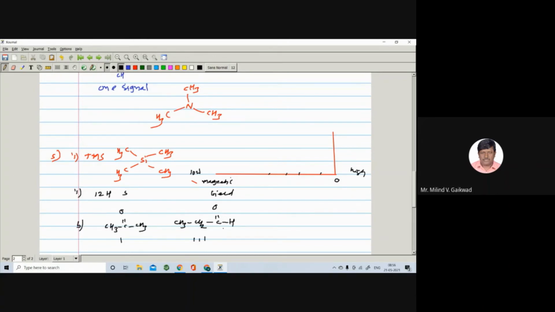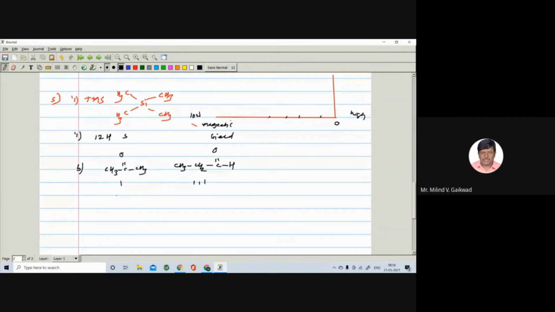Then the PMR spectrum of paraxylene shows two signals. For paraxylene, you should know the structure. This is the structure of paraxylene: there is a benzene, and at the para position there is a methyl group. Methyl toluene is called a xylene: orthoxylene, metaxylene, and paraxylene. Here the xylene is para, so you get two signals. Why? Because due to 6 hydrogens you get one signal, and due to 4 hydrogens you get one signal.